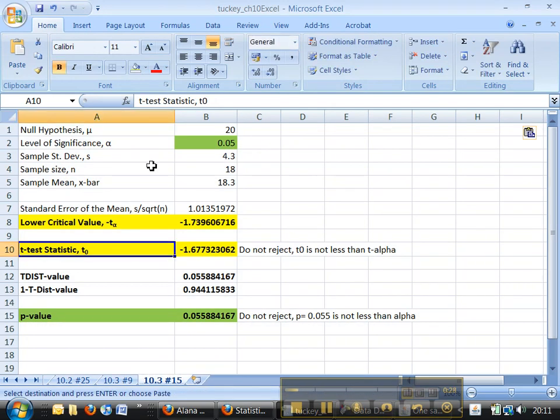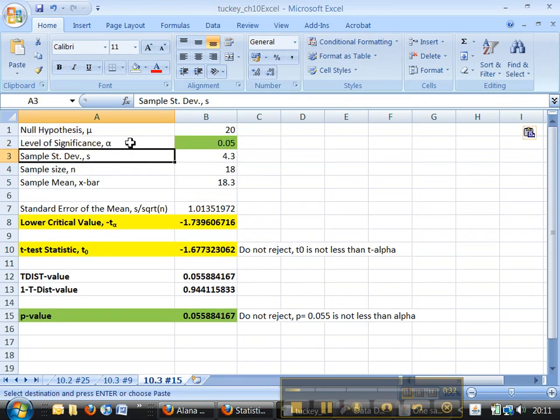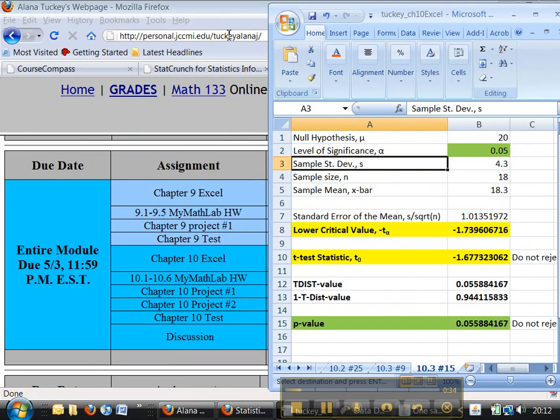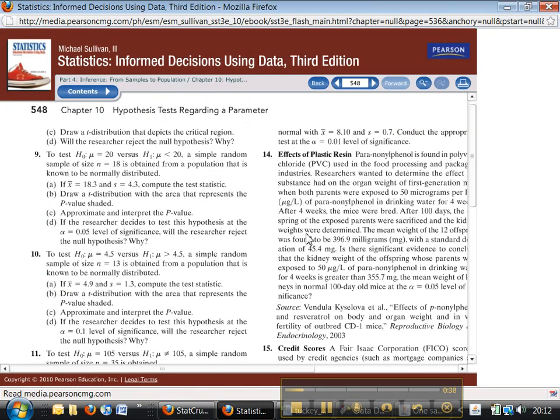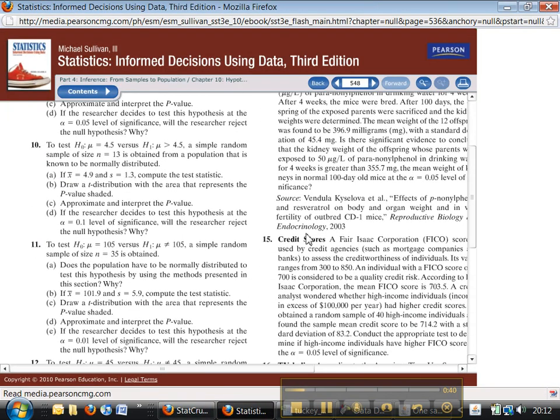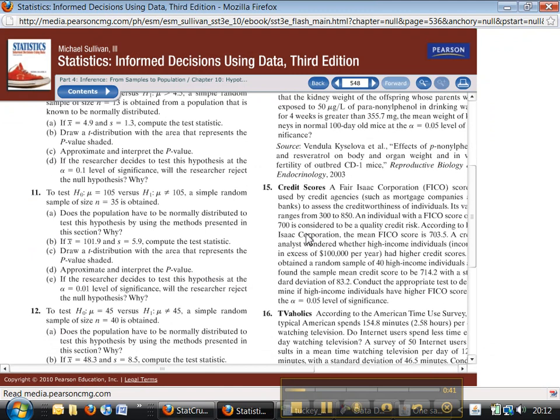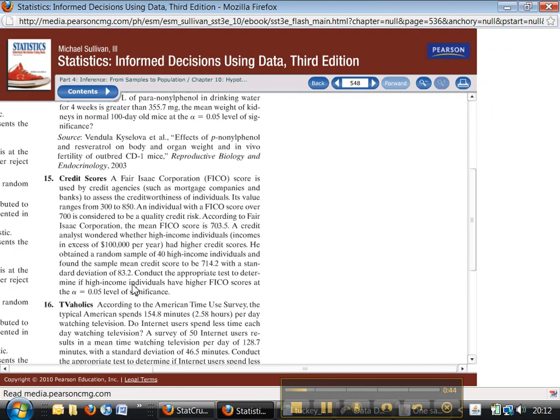There we go. Now all this other stuff that I've already built is already there. I love it. Now, 10.3, number 15. Let's take a gander, shall we? Oops, it's not there. It's here. All right, so we're talking about credit scores, and we have all this information. Let's try to read through it.